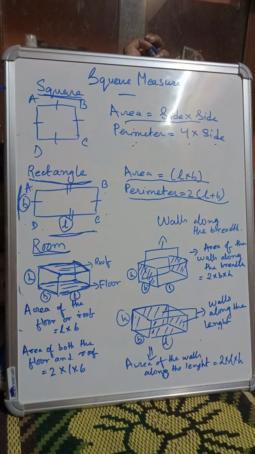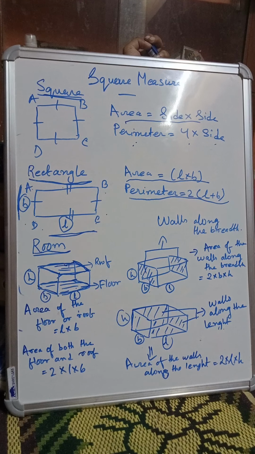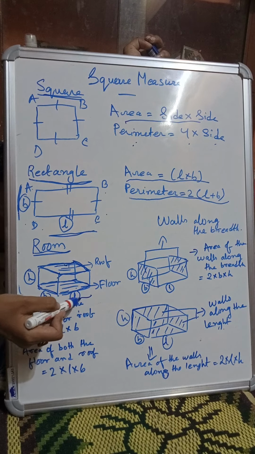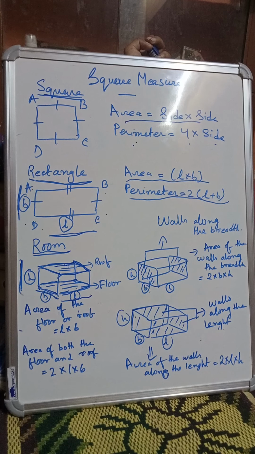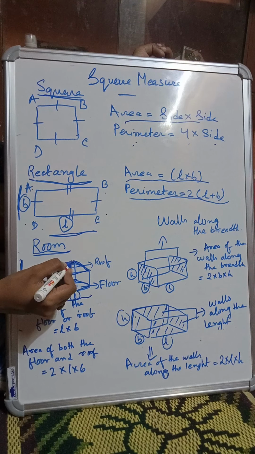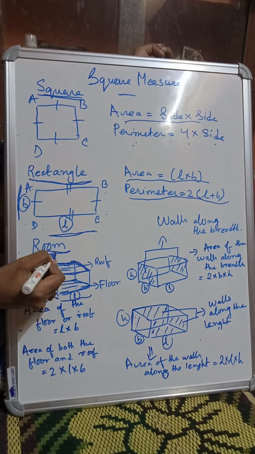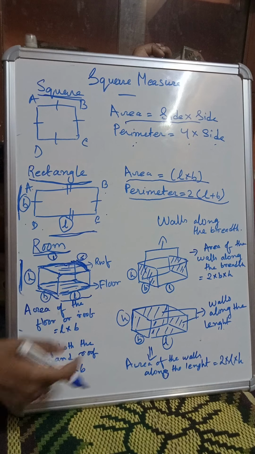So this is the roof of the room, and this is the floor of the room, and this one is the length part, this one is the breadth part, and this one is the height part. Now if you are asked to find out the area of only the roof of the room or only the floor of the room, then the formula will be, you can see that we have the length part here and the breadth part here. So this will be just length into breadth.